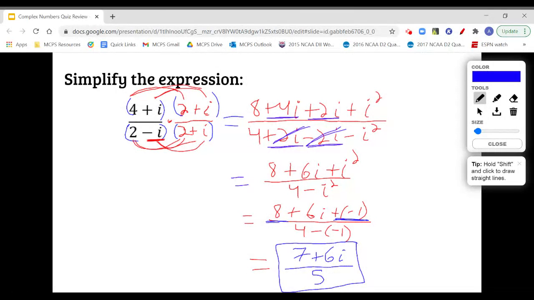And so basically, from all that work, what we determined is that our original expression, 4 plus I divided by 2 minus I, that whole thing is equivalent to 7 plus 6I over 5. Still an expression that involves an imaginary number, but we have gotten the imaginary number out of the denominator, which was our goal.